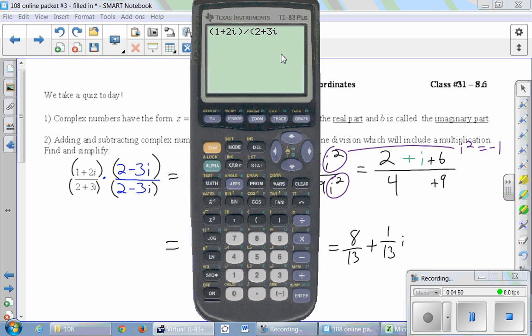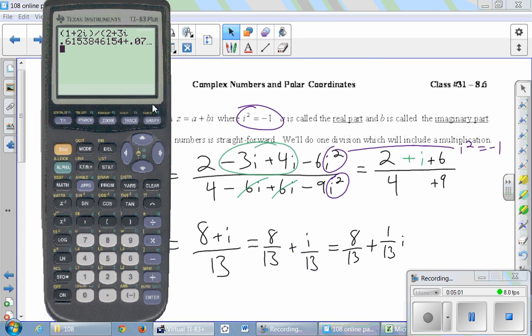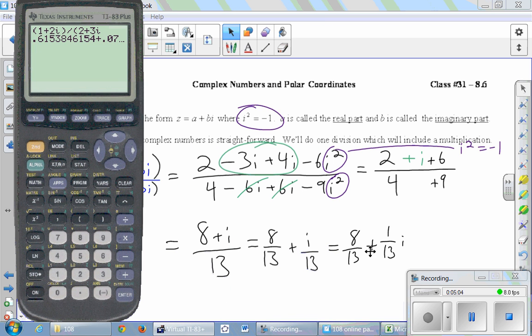And then we'll hit equals. Now we're going to get some crazy looking decimals here in a second. So there they are. So we got this 0.6 and change plus a 0.07. Now there's a... there. I claim that this answer is equivalent to the one we have. So that 0.6 and change, okay, that's reasonable. 8/13 could be around 0.6. 1/13 could be around 0.07, but what's missing here is this i.